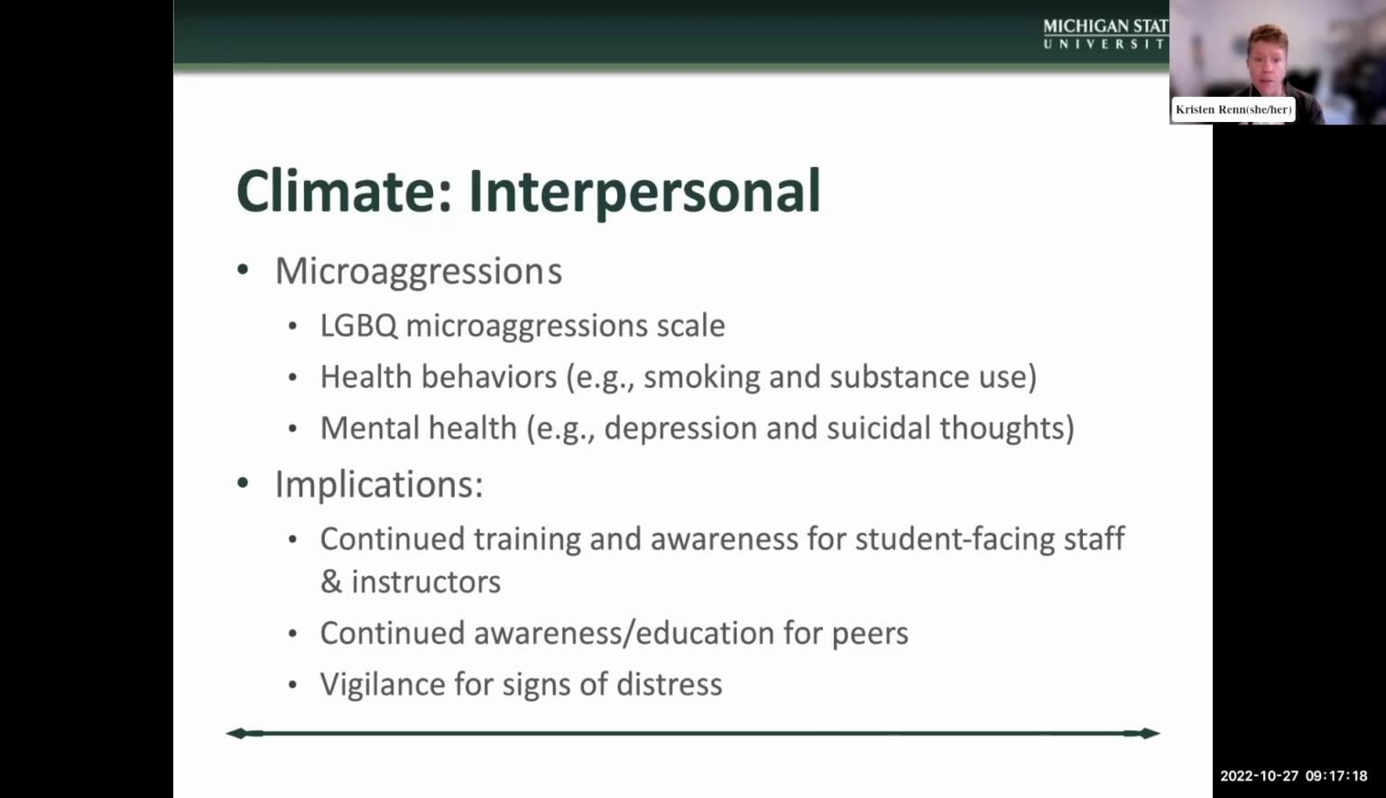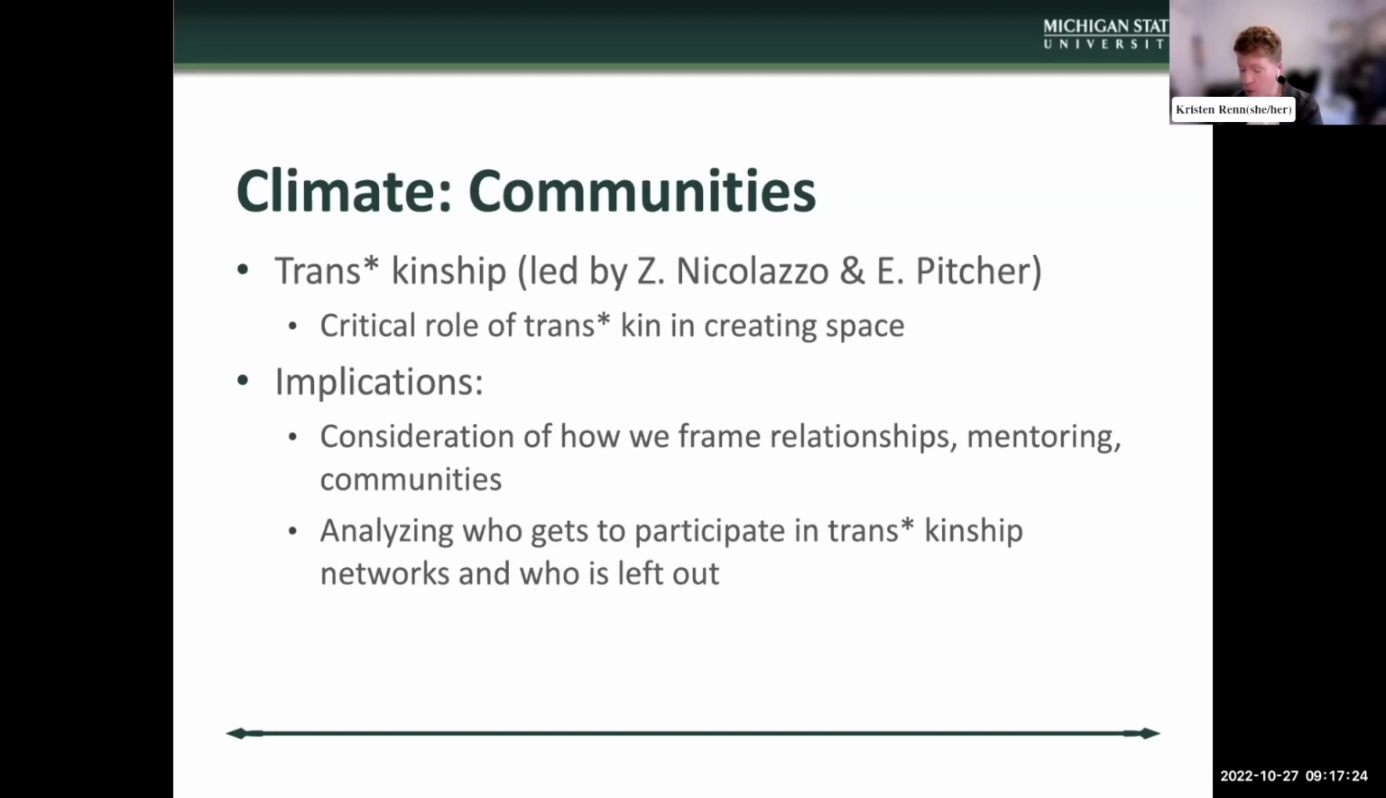So that's some of the ideas coming out of the climate work and some implications there. We also learned a lot about climate for communities. One of my favorite studies came out by Z Nicolazzo and Eric Pitcher, and I know Z is on the agenda, on trans kinship and the critical role of trans kin in creating space. This is how students in our communities are finding each other, connecting, and creating spaces. It also raises implications for how we frame relationships and mentoring in communities. How do we help students locate the times and places to be together in kinship? How do we cultivate those in healthy ways?